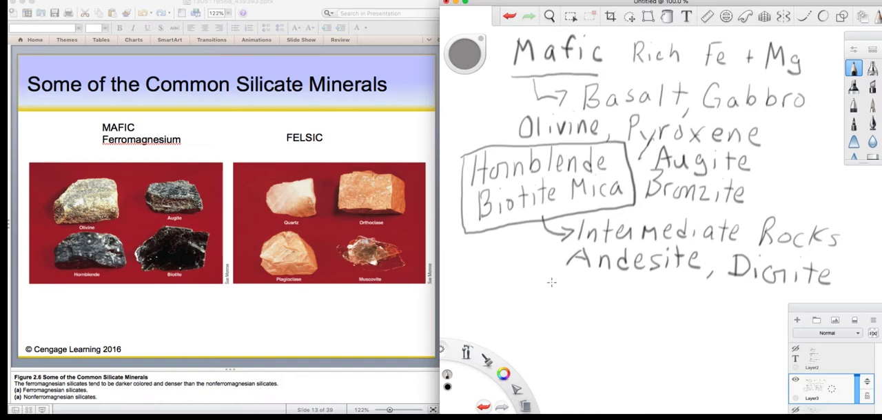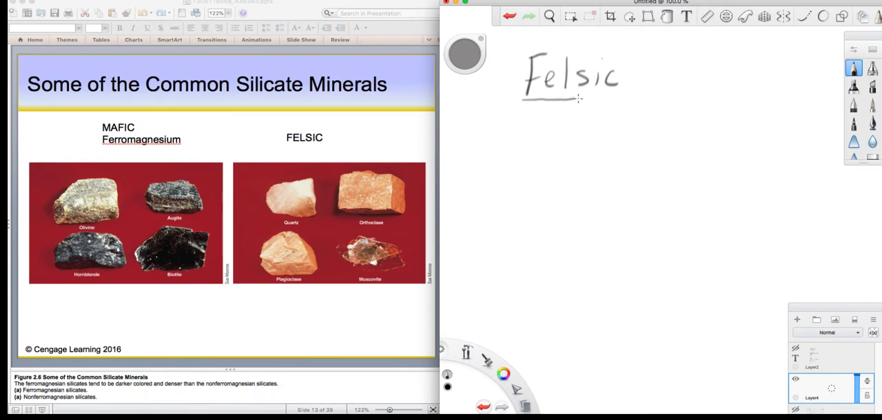So now let's look at the felsic minerals. When we see the word felsic, I want you to focus on this Si right here for silica. And when we see the word silica, we're really referring to SiO2, which is the mineral quartz. That's the formula for quartz. So the more quartz or silica in the rock, the more felsic it is, right? And so felsic minerals and rocks usually are of lower temperature, whereas the mafic ones are higher temperature.